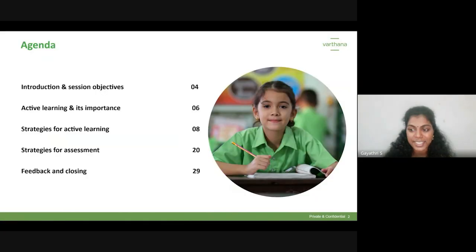So, we have a few agenda items for today. One, we'll start with the introduction and session objective. Then we'll understand what active learning is and why it is important. Then we'll go through certain strategies you can implement inside your classroom for active learning and how to assess them. Then finally, we'll close the session with feedback.